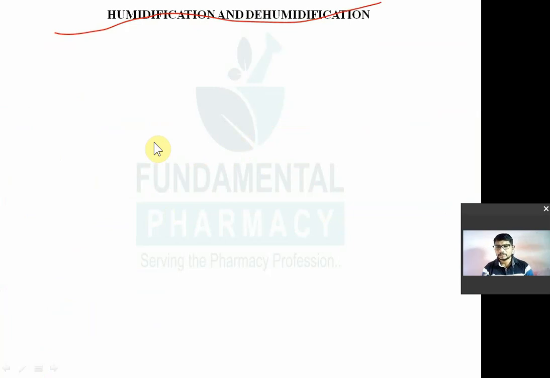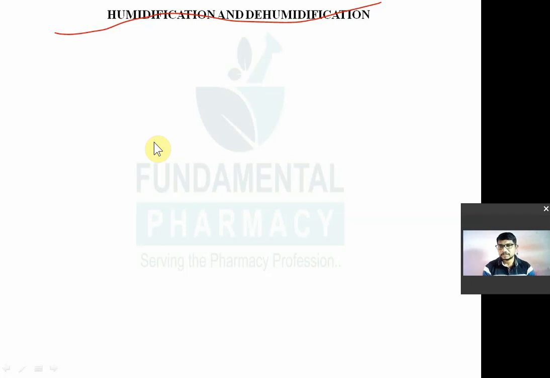Humidification and dehumidification is a very important unit process for the pharmaceutical industry, because you have to work under controlled conditions. आपके टैबलेटिंग में पर्टिकुलर टेम्परेचर पे ही काम करना है, पर्टिकुलर रिलेटिव ह्यूमिडिटी के ऊपर ही काम करना है. That has been laid down as per the WHO or USFDA and all that. So you are dealing with a pharmaceutical product.